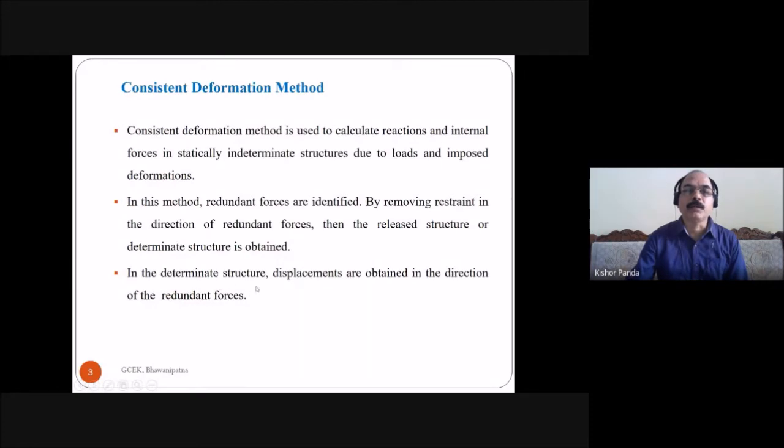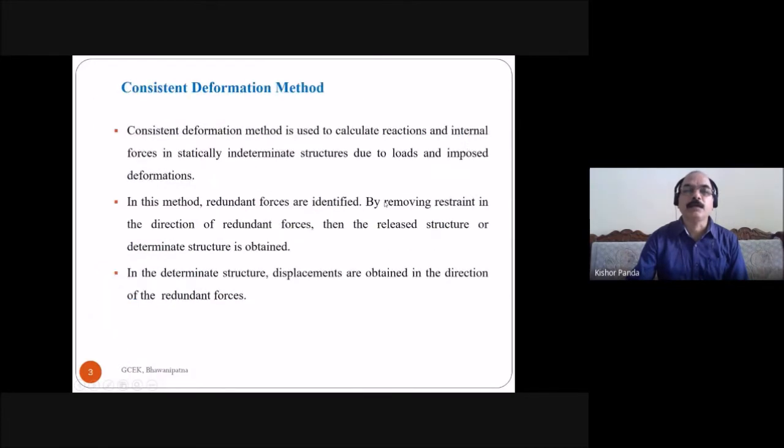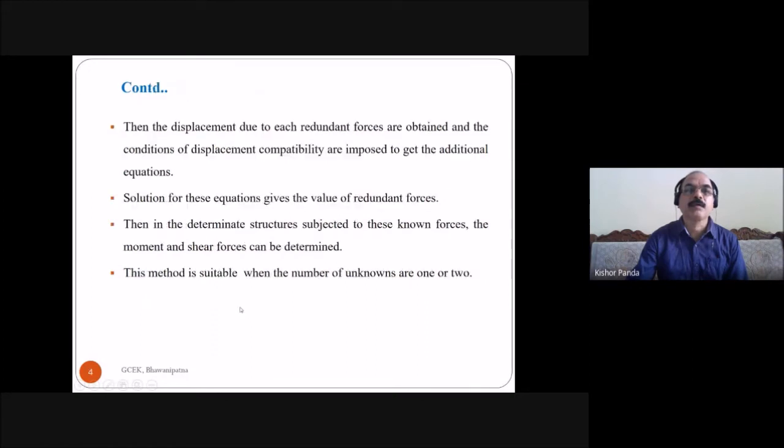In the determinate structure, the displacements are obtained in the direction of the redundant force. So if you choose this as a redundant force and remove it, you will get the determinate structure. Then you can find the vertical deflection or displacement in that direction of the redundant force.